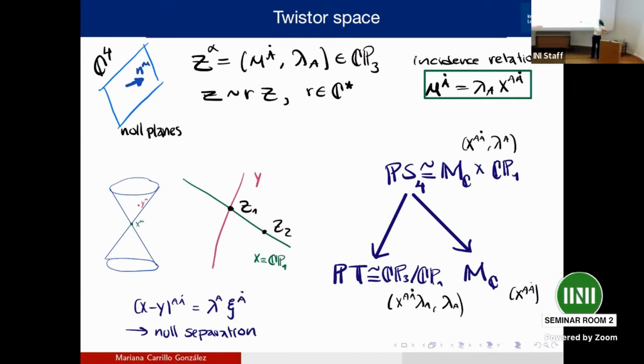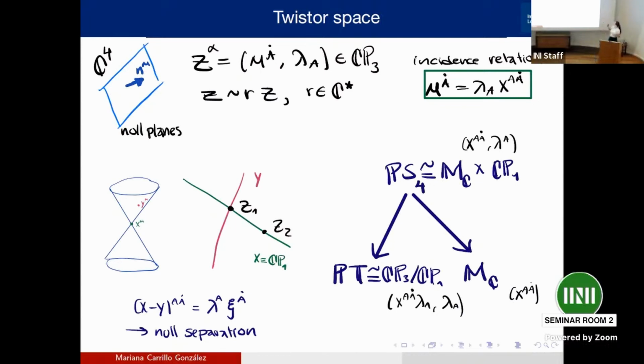If you do that, you will see that for them to intersect in one point, then x mu and y mu have to be null separated. So basically their expression has to look like the following, and this is an arbitrary spinor. So if you span all the possible spinors here, you'll see that the relationship is all the possible null planes. So twistor space, you can think about it as just the set of all null planes in your complexified Minkowski space, for example.